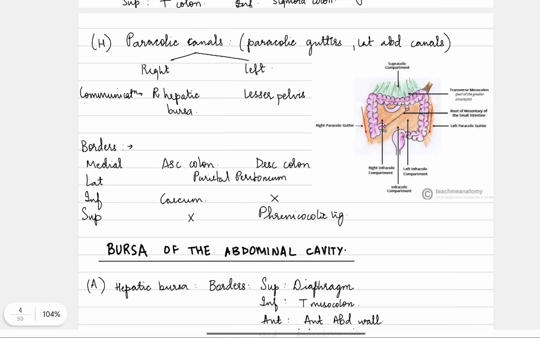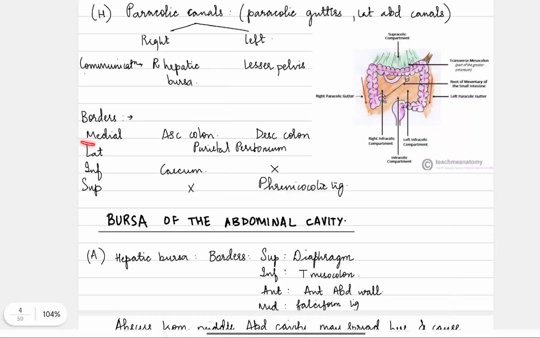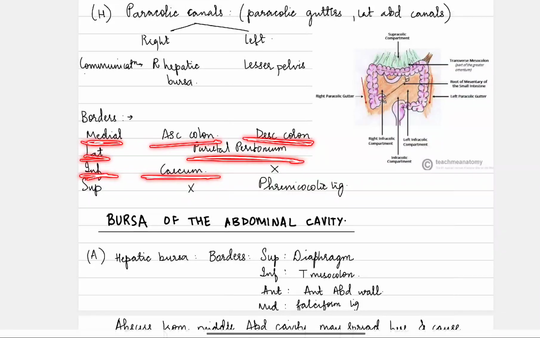There are also paracolic canals. These paracolic gutters, lateral abdominal canals, are right and left. The right communicates with the right hepatic bursa and the left into the lesser pelvis. See, right paracolic and left paracolic. What are the borders? Medially on the right there is the ascending colon and medially on the left there is the descending colon. Laterally the parietal peritoneum is there. Inferior on the right there is the cecum and superior on the left is the phrenicocolic ligament.